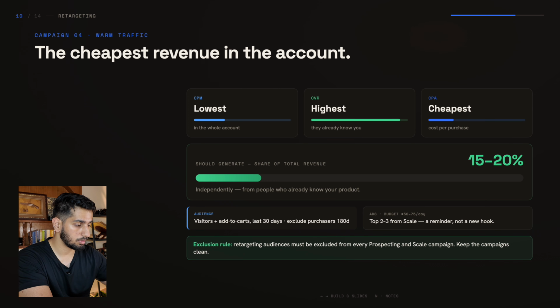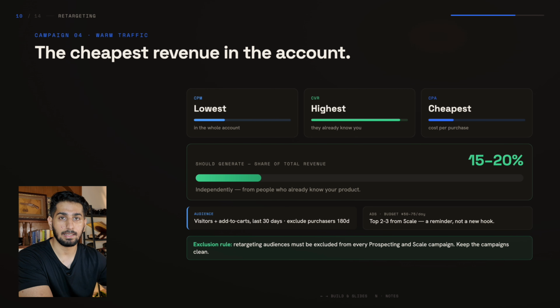Now, one thing I want you to remember and always make sure of is your retargeting audiences must not be included in any of your cold audience campaigns or your scaling campaign. So make sure you're excluding that set of audience from both of those because we don't want them to be intermixed, right? So that is your retargeting campaign.